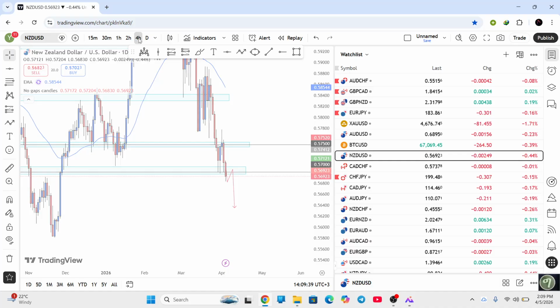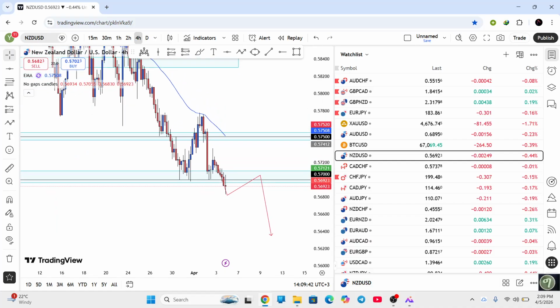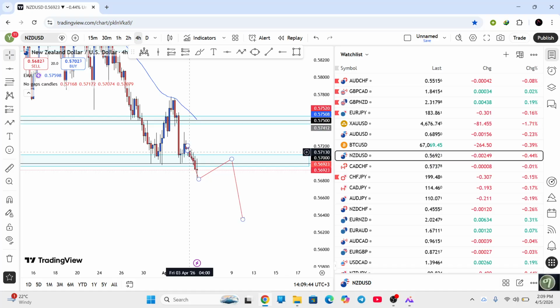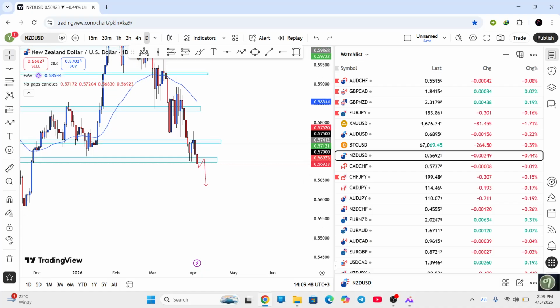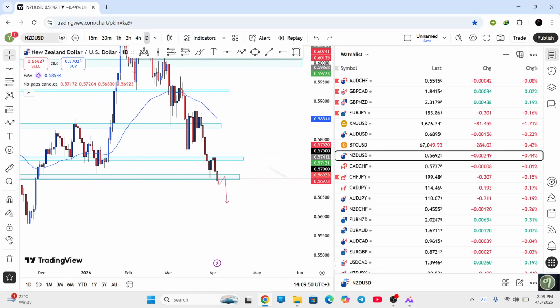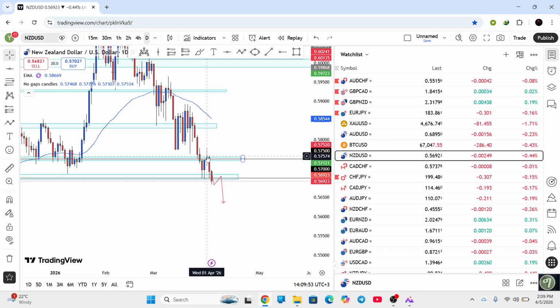Okay, let's check the 4 hour. This is beautiful. God, this is beautiful. The 4 hour is very clean. The daily, not bad. Price formed the lower low, formed the lower high. I would love it if I could have entered the trade over here. It has a body closure.